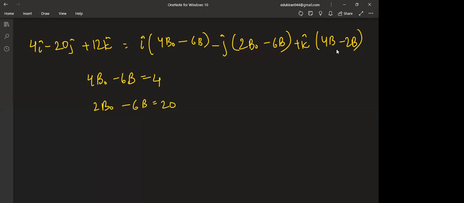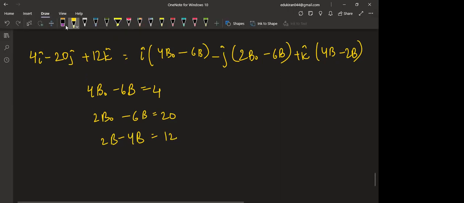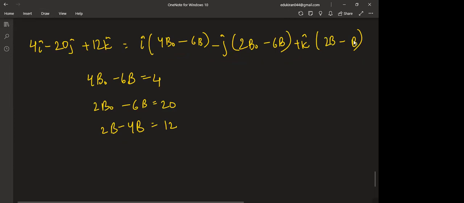And K cap, this is 12. This is 4B minus 2B. So this becomes 2B minus 4B. This is 12. Right? Because first we'll take this as opposite. This is 4, this is 2. Opposite sides coming. So 2B, 4. So we can solve this. This is minus B minus 2B is equal to 12. B is equal to minus 6.